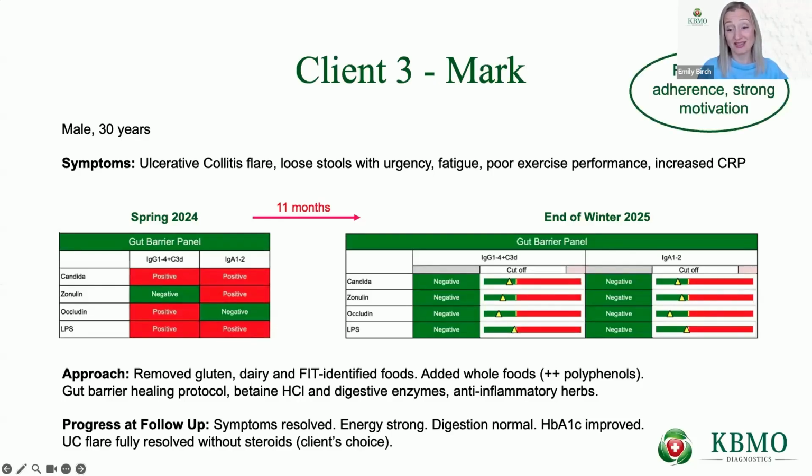But he was in a much, much, much better position. And as you can imagine, full adherence to his protocol because he was so miserable to start with, and strong motivation. You're not necessarily going to see that with every single client. And that is important when we talk about retesting as well.